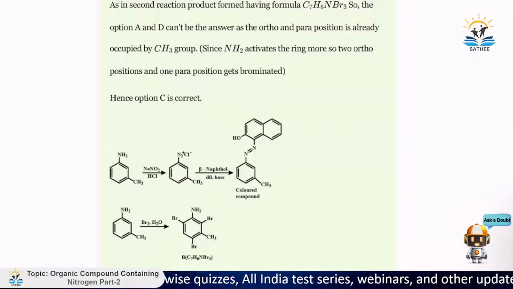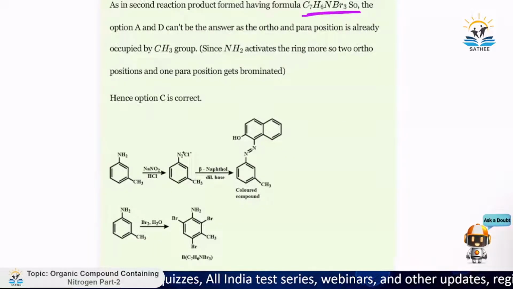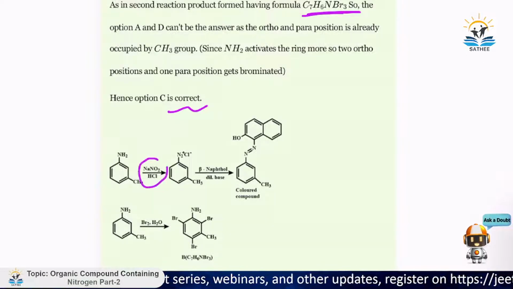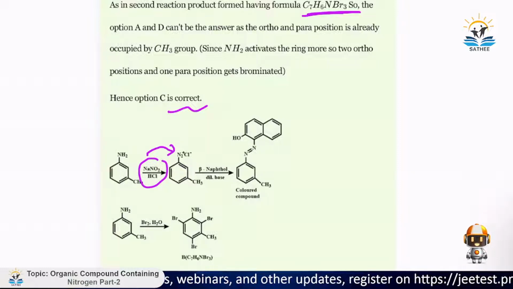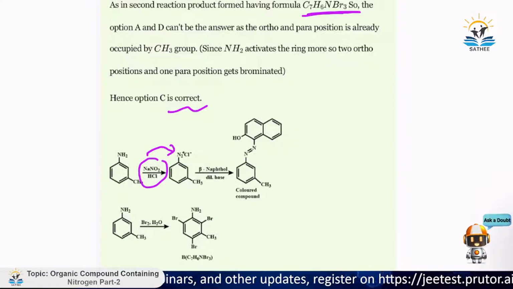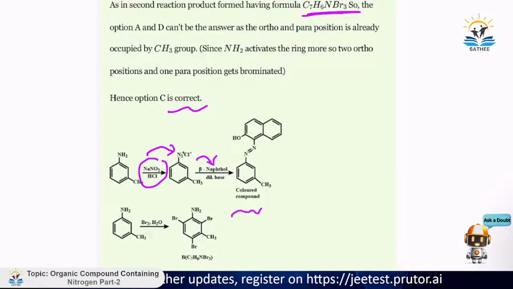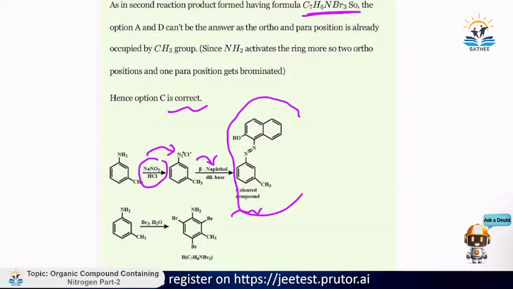With this logic we saw that they cannot be the answers, and we already got the answer. But if this reacts, then we will get diazonium salt. Okay, but when this reacts with beta naphthol, then a colored compound is formed, and this is the colored compound. So this we should know. So we knew this, and we saw it according to this.